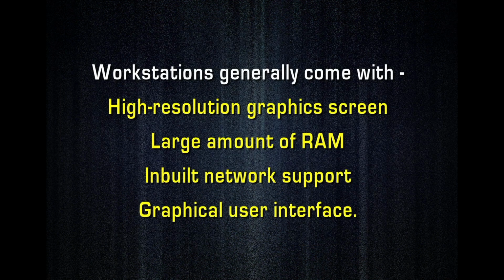Workstations generally come with a large high resolution graphics screen, large amount of RAM, inbuilt network support, and a graphical user interface. Most workstations also have mass storage devices such as a disk drive, but a special type of workstation called a diskless workstation comes without a disk drive. Common operating systems for workstations are Unix and Windows.